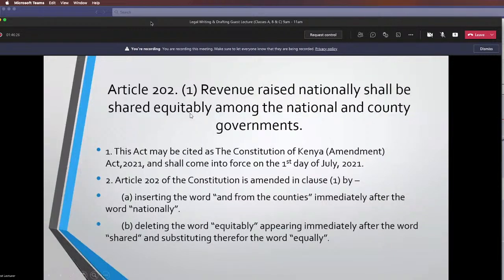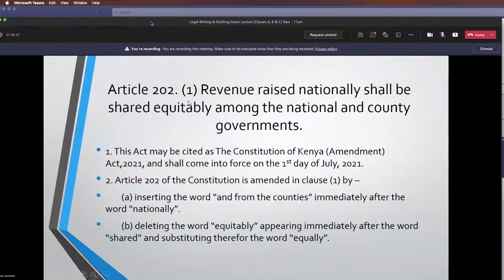This one reads equitably. So we also have the second amendment. Article 202 of the Constitution amended in Clause 1 by deleting. The first amendment is inserting. The second amendment is deleting, by deleting the word equitably, appearing immediately after the word shared, and substituting therefore the word equal.